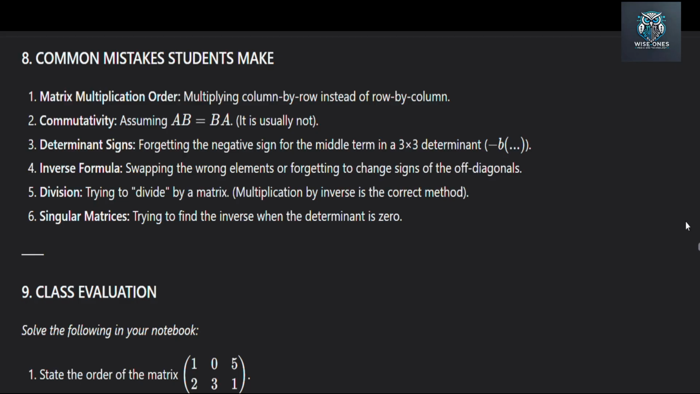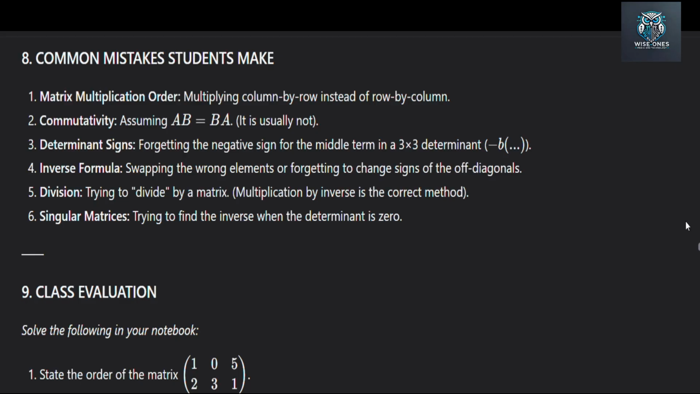Shoes and socks. Mistake number 3, determinant signs. Forgetting the negative sign for the middle term in a 3 by 3 determinant. Correction. Remember the pattern plus, minus, plus, green, red, green. Mistake number 4. Inverse formula. Swapping the wrong elements or forgetting to change signs of the off diagonals. Correction. Swap diagonals A and D. Change signs of others B and C.